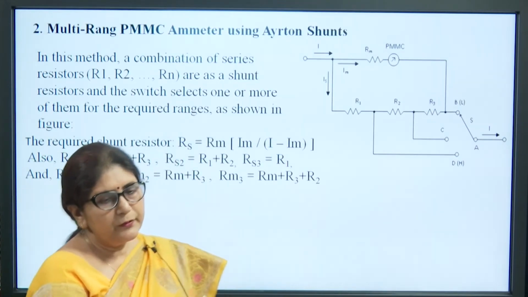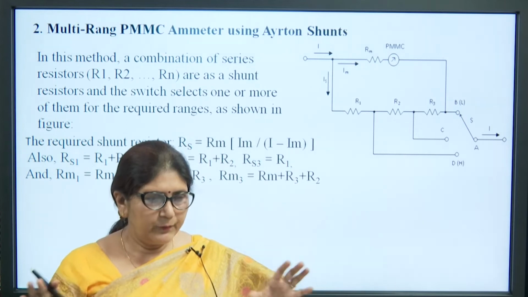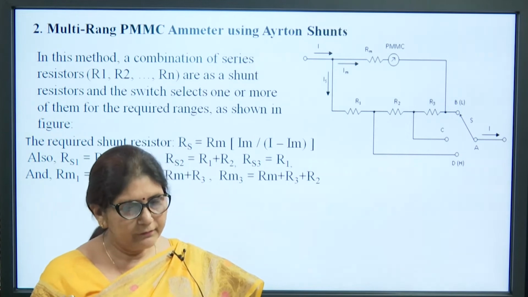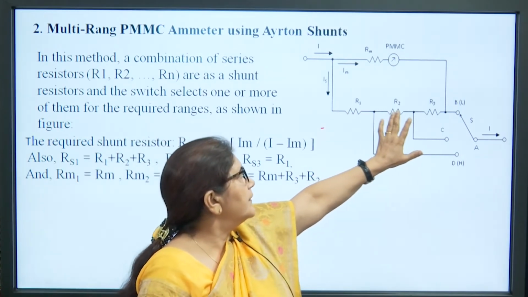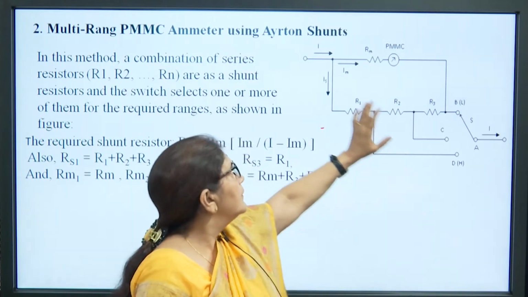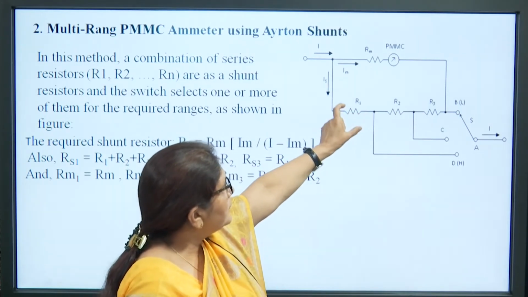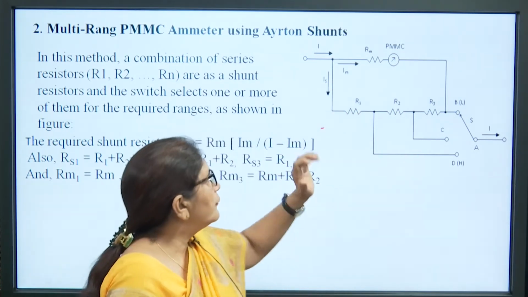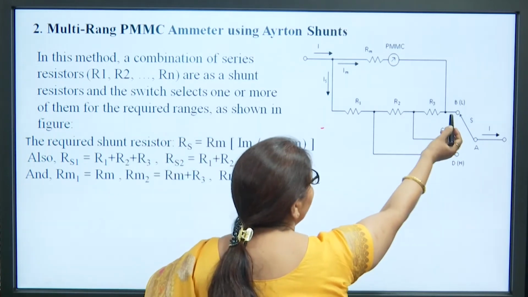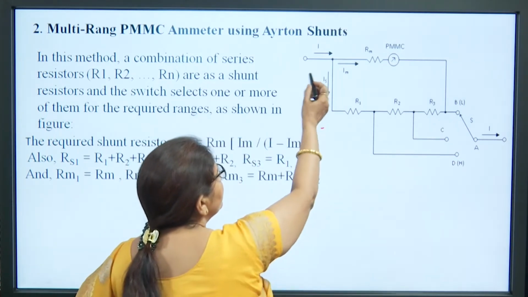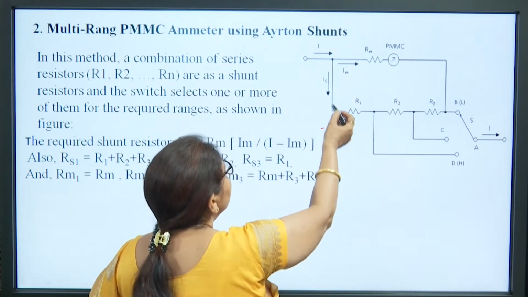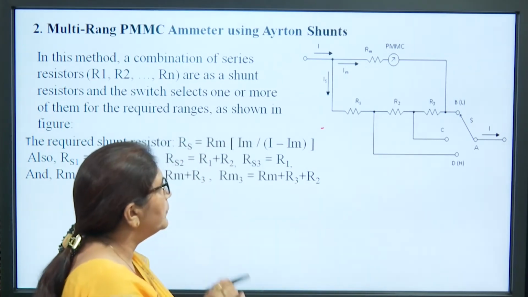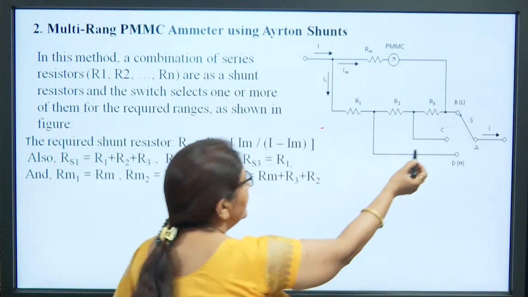So, the second type is the multi-range PMMC instrument. Here we use an alternate shunt arrangement, that means the shunt resistances are connected in series. This resistance is placed in shunt of this PMMC instrument, but they are connected in series. So, what will happen if the switch is placed at the first position? The current is flowing through the PMMC instrument and the second current is flowing through all three resistances, meaning the shunt resistance value will be R1 plus R2 plus R3.